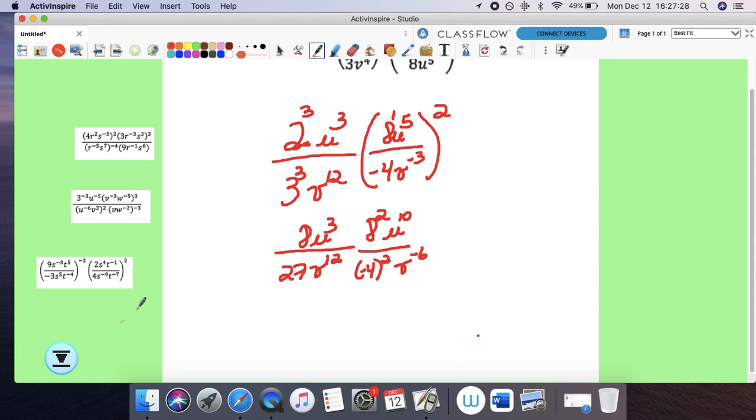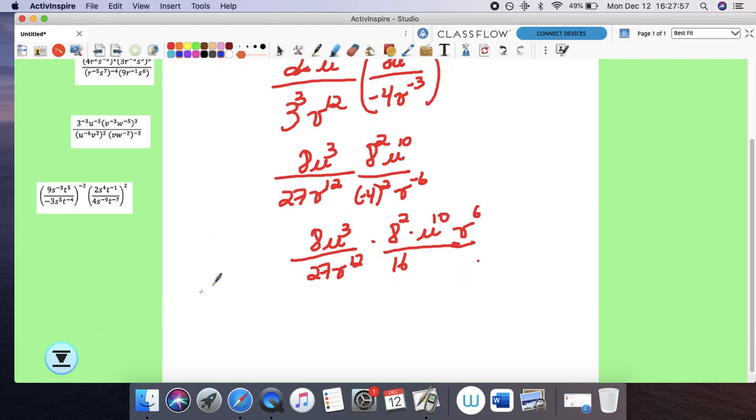So if I continue this, I get u to the third, 27, v to the 12, and then 8 to the second power is 64. Actually, I'm going to leave 8 to the second power as it is. U to the 10. Now here, negative 4 to the second power is 16, right? So I'm just going to write 16 over here. Right? And v to the negative 6 goes up.